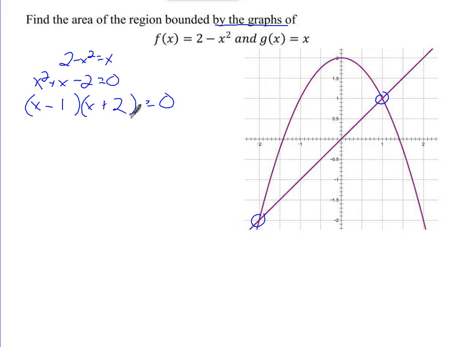Sounds good. Now we can use the zero product property and solve, and we get x equals 1, x equals -2. So now we have verified that what we expected here and here is actually the case: -2 and +1. Now what? Now you integrate. Integral from what to what?